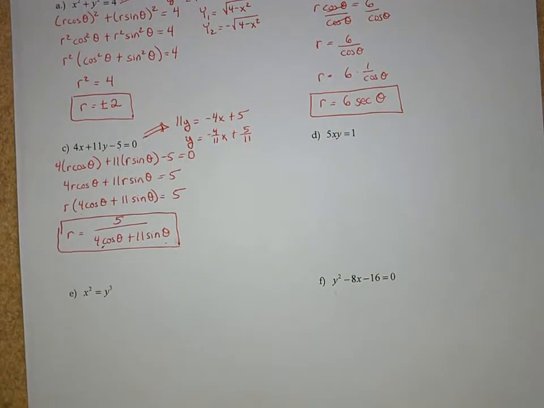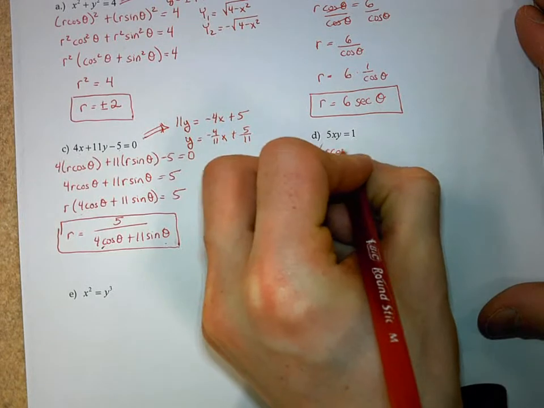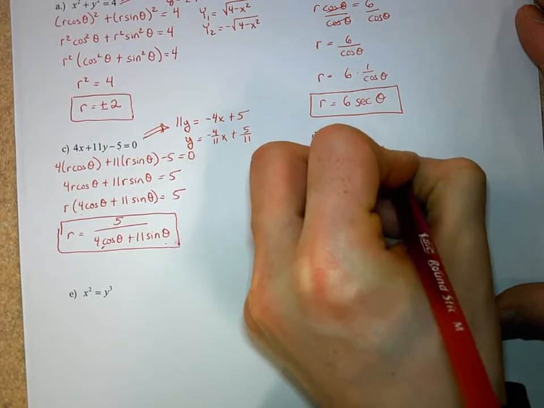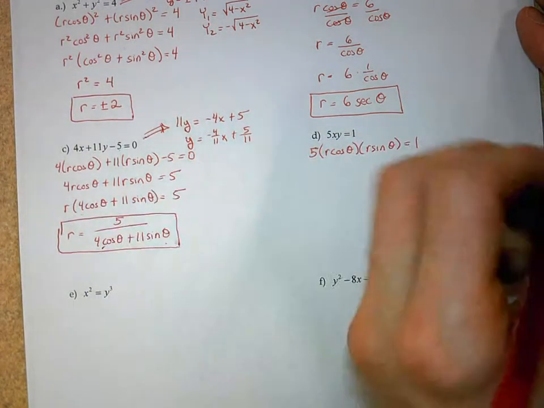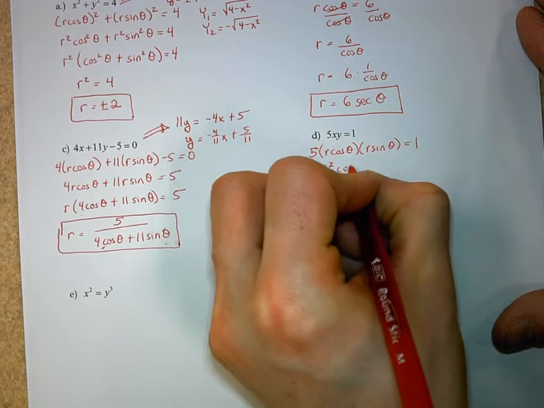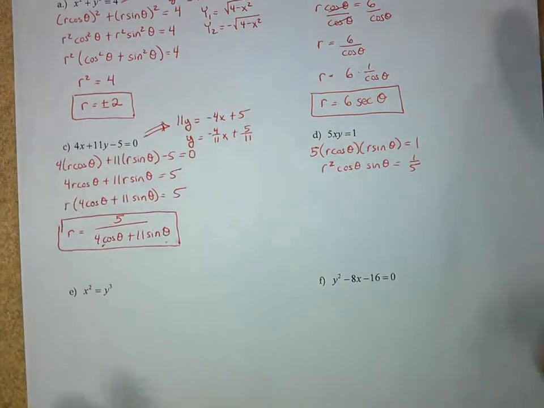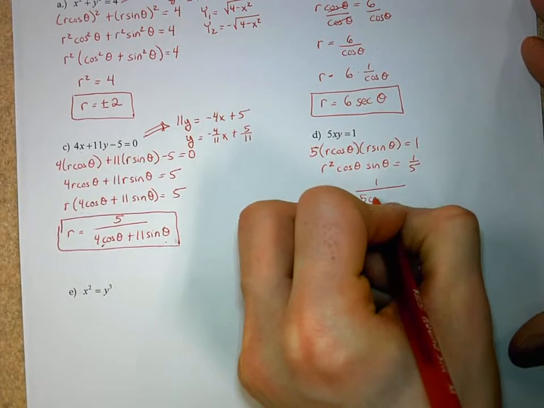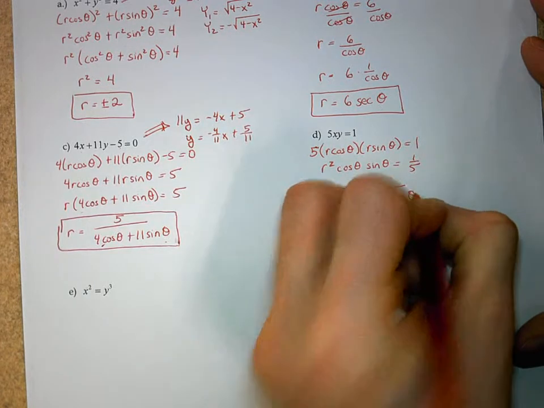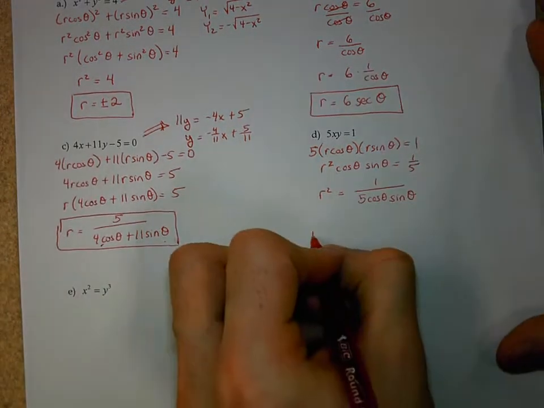The second one here, 5xy is equal to 1. Let's convert to polar form. So 5 r cosine theta, r sine theta is equal to 1. Divide both sides by 5 and get rid of parentheses. So r squared cosine theta, sine theta is equal to 1/5. We want to get r by itself. So r squared is equal to 1 over 5 cosine theta sine theta. And then we'll take the square root.